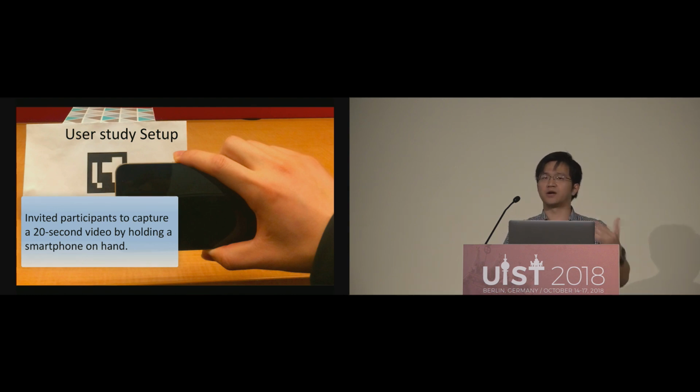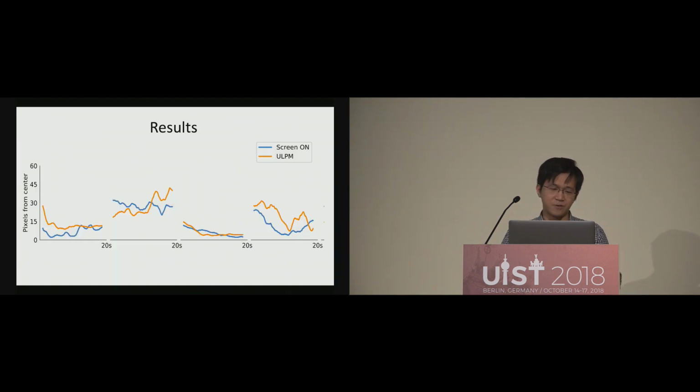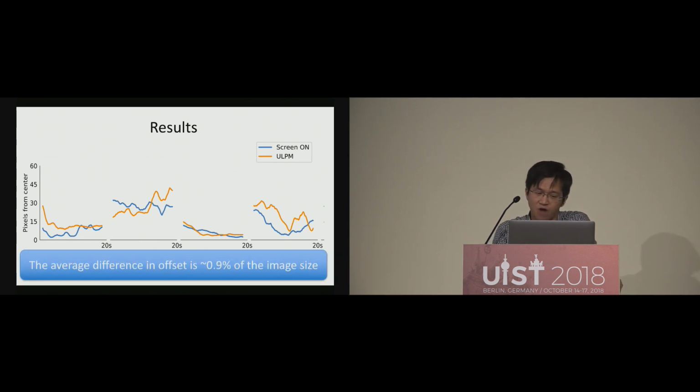And then we analyzed those 20-second videos to measure the pixel deviation from the center of your screen to the object that you captured. So here's the result showing the pixel deviation from the center. The lower is the better. We found that the average difference in offset is approximately 0.9% of the image size, which means that ULPM screenless mode has a minor effect on capturing video.